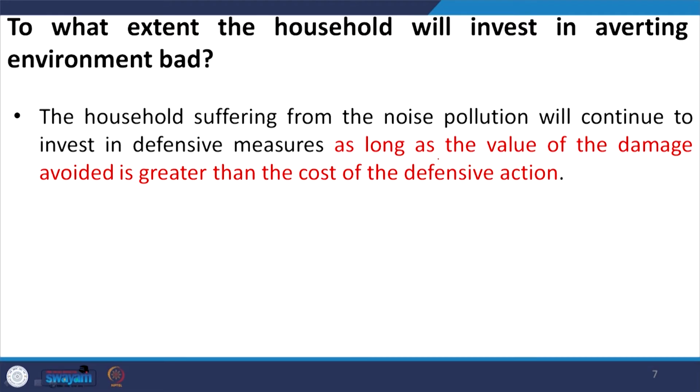The point is: as long as the value of the damage avoided is greater than the cost of defensive actions, right. So, he can continue to invest on such expenditure till he finds that the value of the damage avoided is at least greater than the cost of defensive actions. And if the value of the damage avoided is just equivalent to the cost of the defensive actions, at that point the household can think about what to do, whether we need to think about some alternative or still continue as it is.